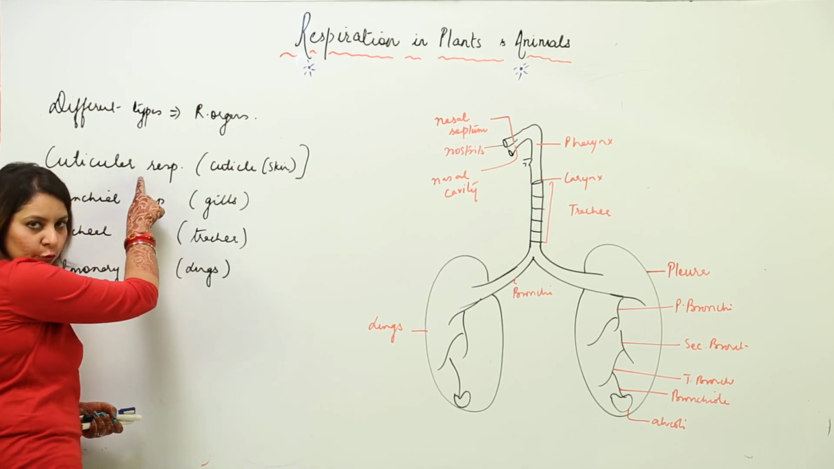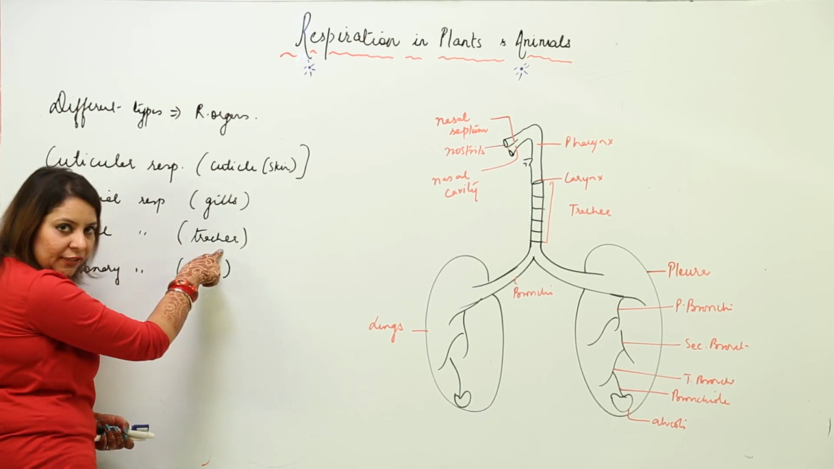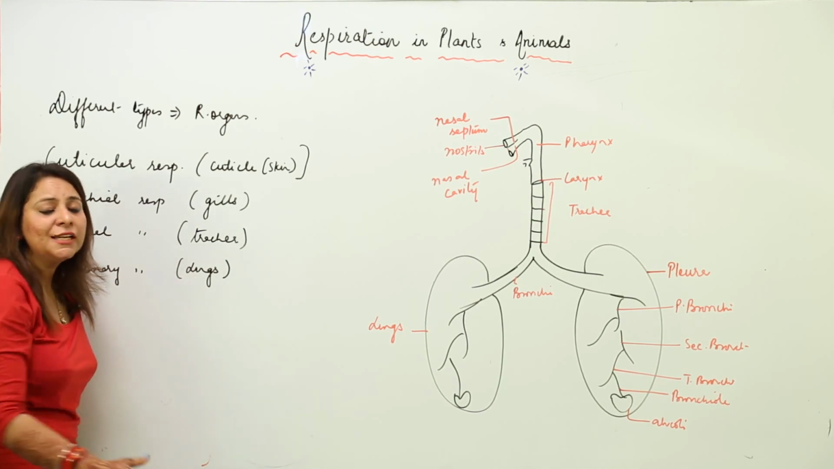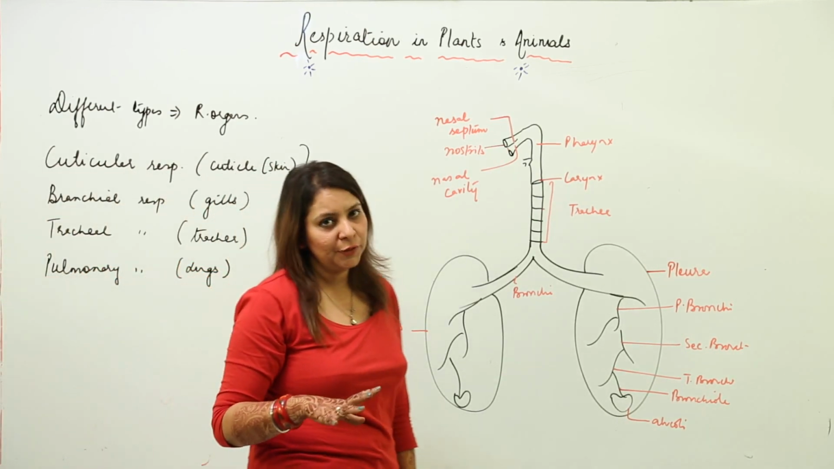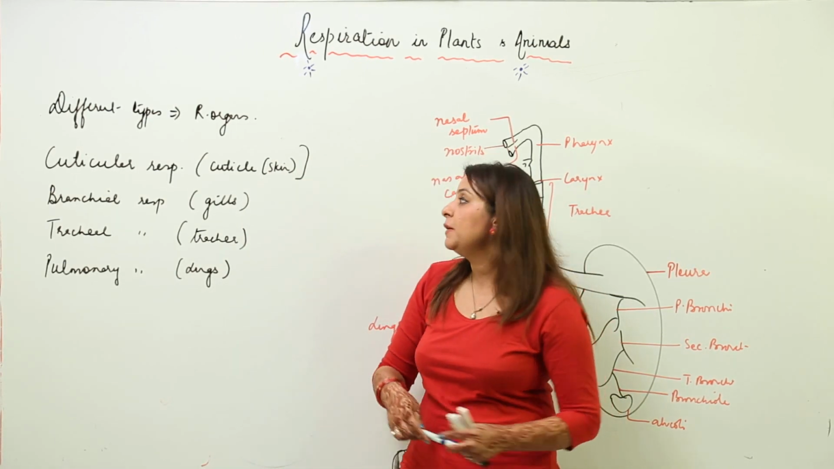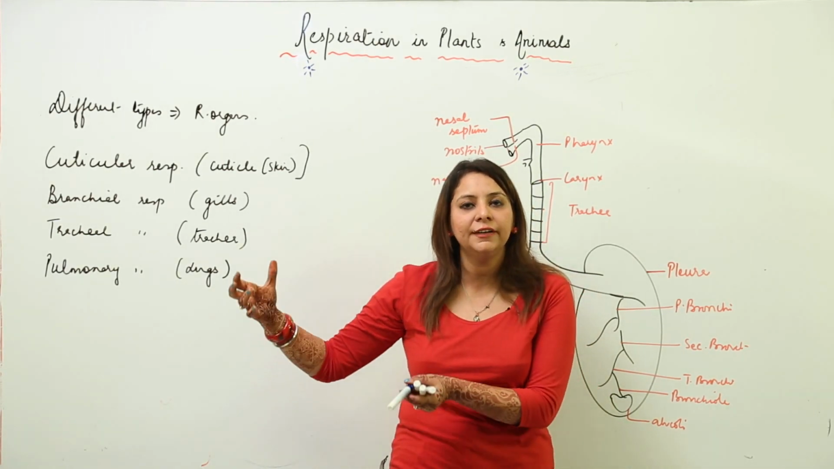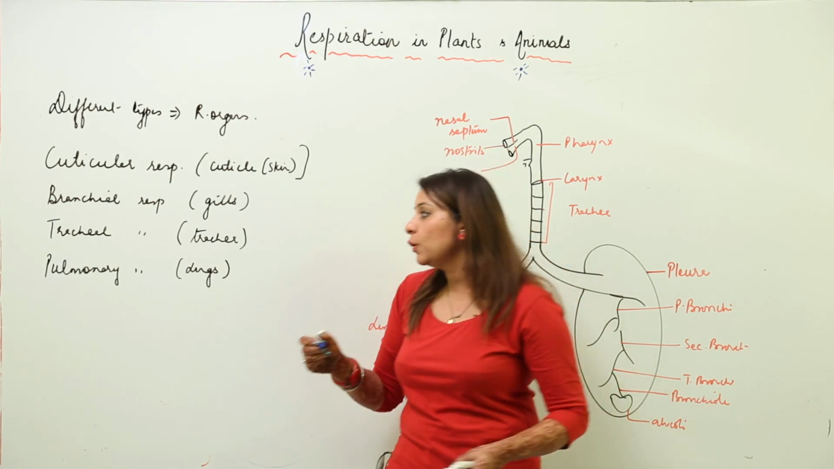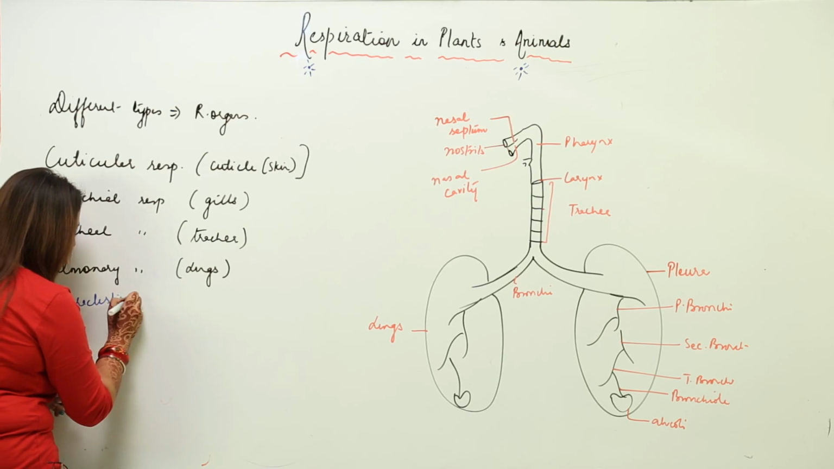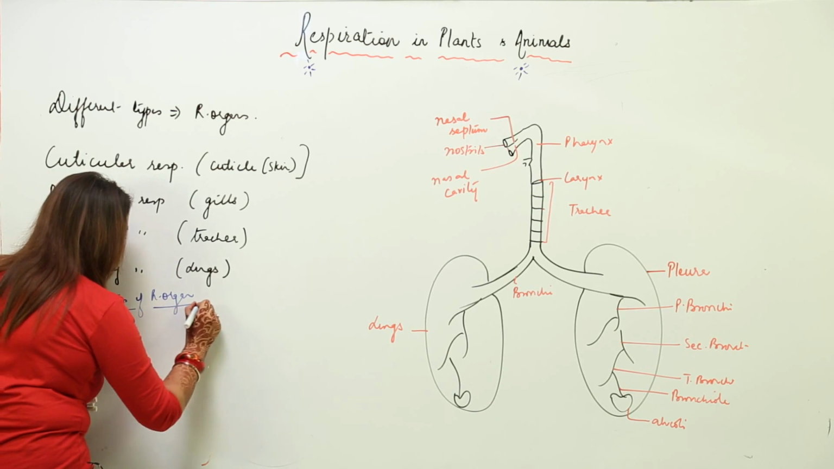So we can have the cuticular if it is skin, the branchial if it is gills, the tracheal if it is trachea, and the pulmonary if we have lungs. So as you have seen, there are different kinds of respiratory organs which can serve the function of respiration. That means they must possess some features that make them efficient respiratory organs. So what are the characteristics of the respiratory organ?